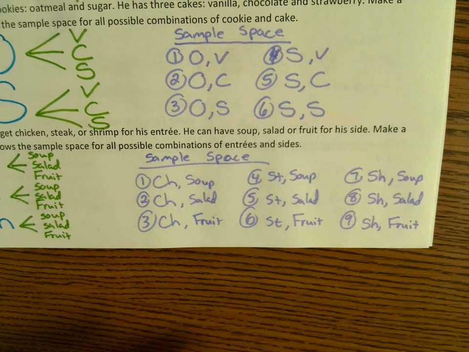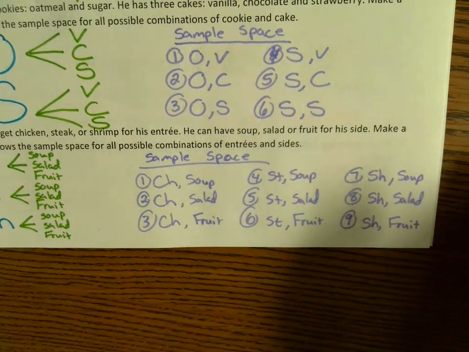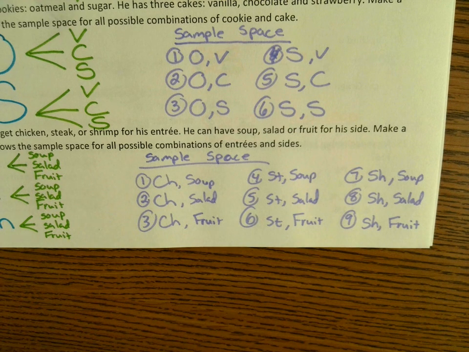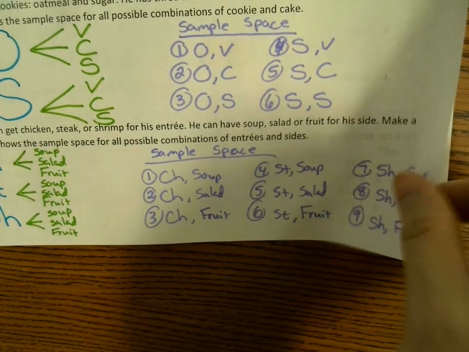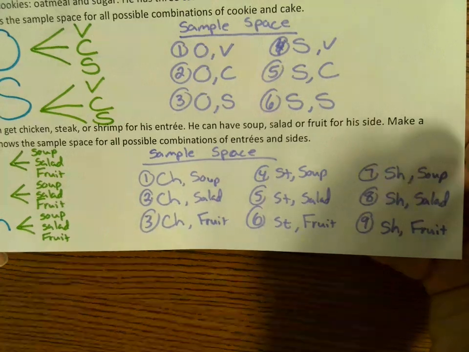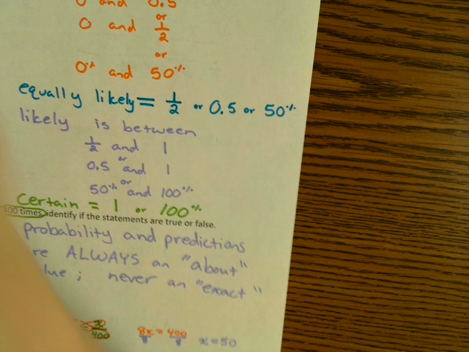Okay, so that's creating the sample space. All right, let's take a look at the next page. The last page. Question number 22 and question 23. They're going to give you a tree diagram. All you have to do is say how many outcomes would be in your sample space. And that's really easy, especially since they gave you the tree diagram. All you have to do is kind of count it.